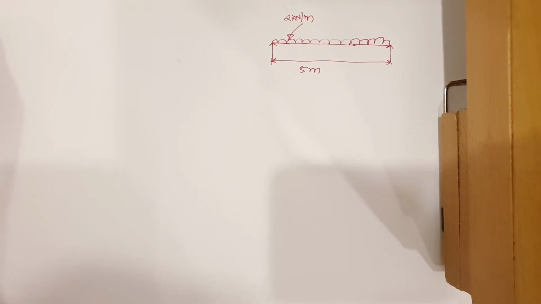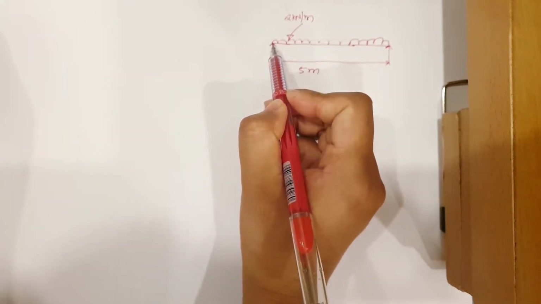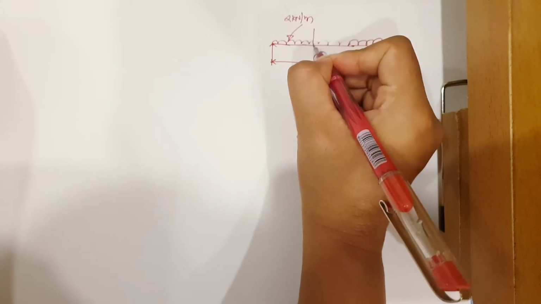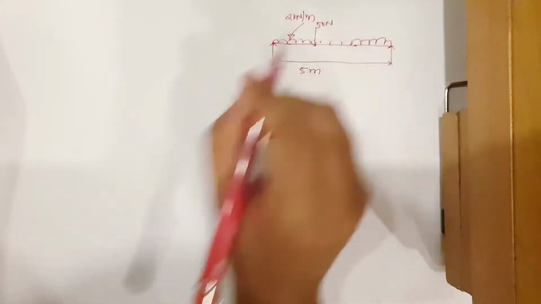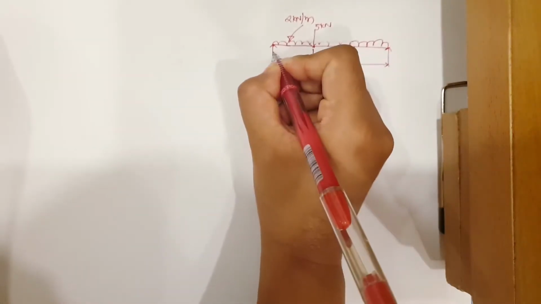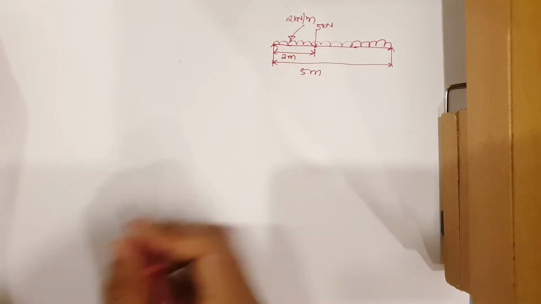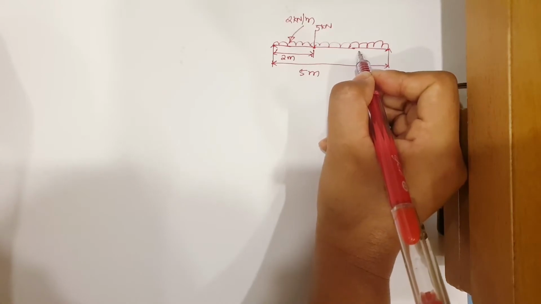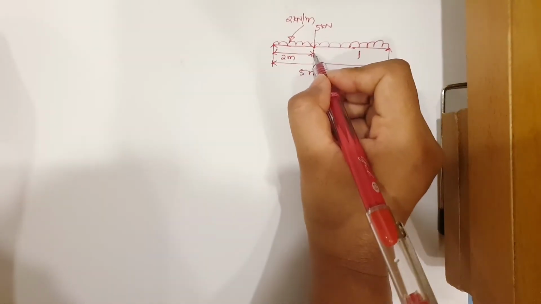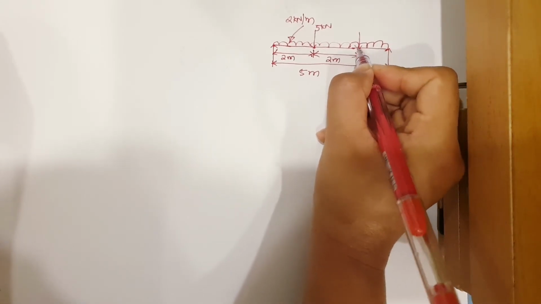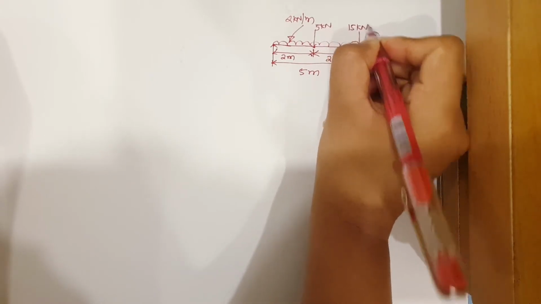Next, it says, and two point loads of 5 kN at 2 meter and 15 kN at 4 meter from left hand support. So from this left hand support, at 2 meter distance, we have 5 kN load. And then this distance here is 2 meter. So 15 kN load at 4 meter from left hand support. From the left hand side to here it is 4 meter, so 2 plus 2, 4 meter. So at this point we have another point load with intensity 15 kN, right?